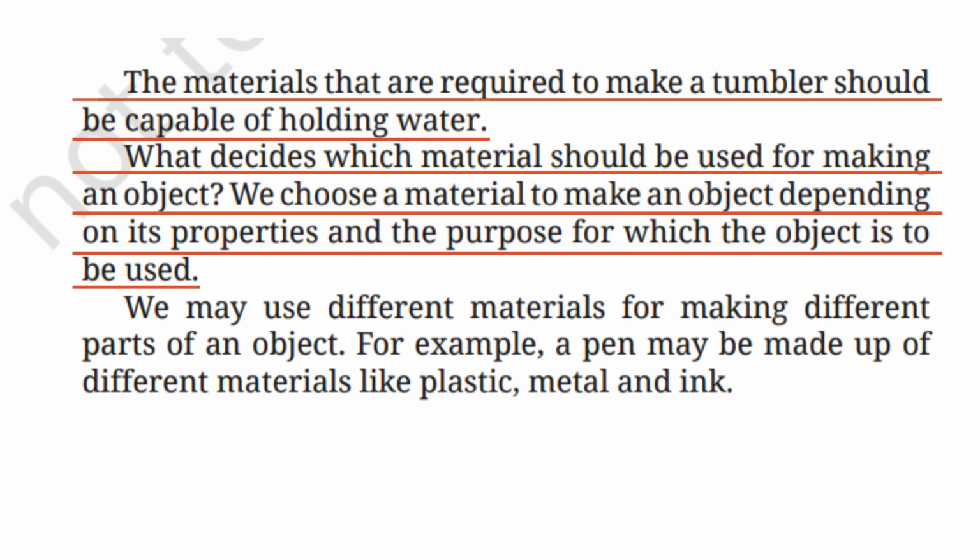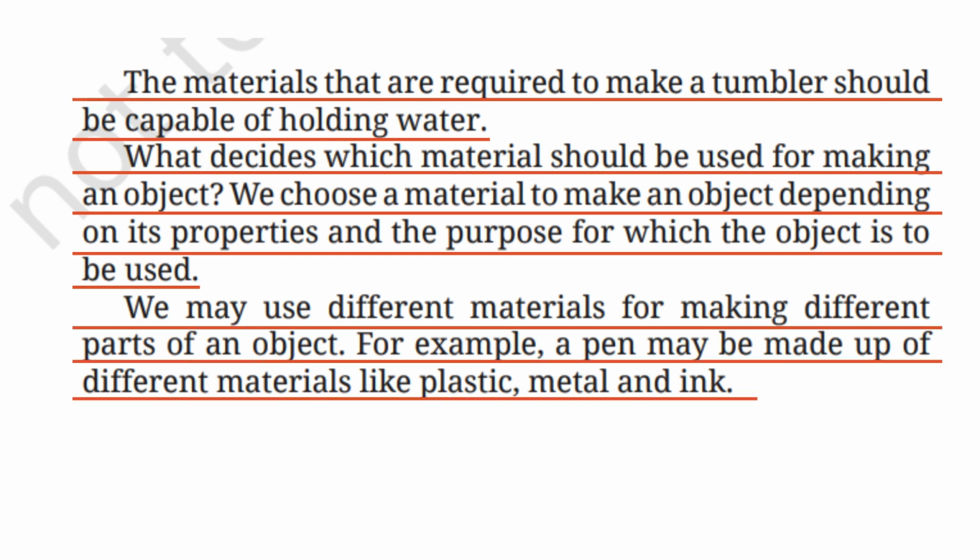What decides which material should be used for making an object? We choose a material to make an object depending on its properties and the purpose for which the object is to be used. We may use different materials for making different parts of an object. For example, a pen may be made up of different materials like plastic, metal, and ink.